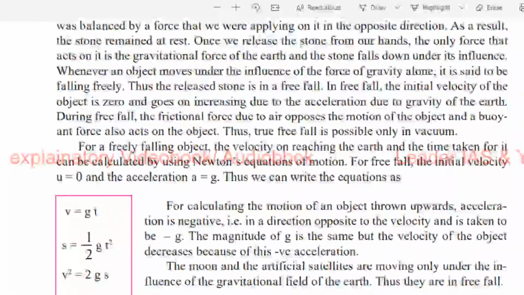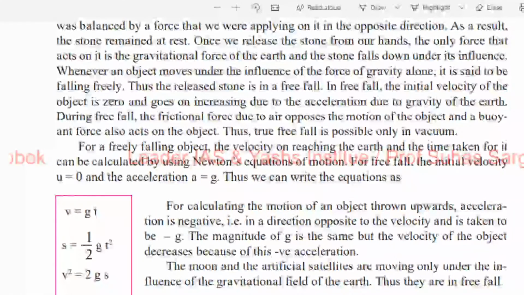For free fall, the initial velocity u is equal to 0 and the acceleration a is equal to g. Thus we can write the equations as, see it in a box: v = gt, s = 1/2 gt², v² = 2gs.